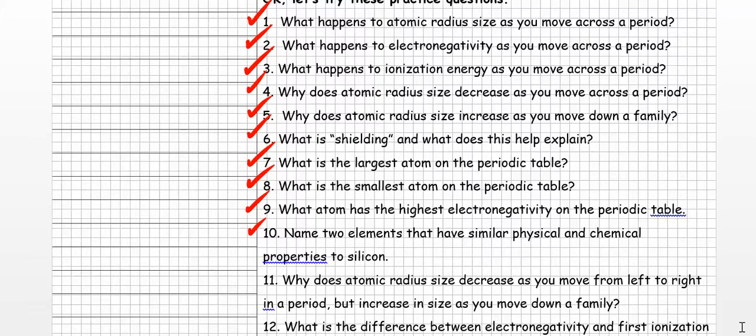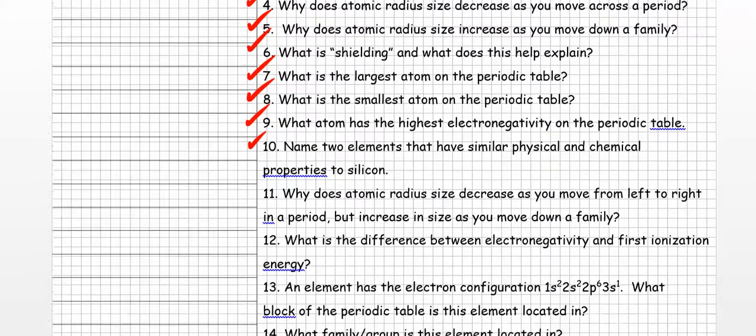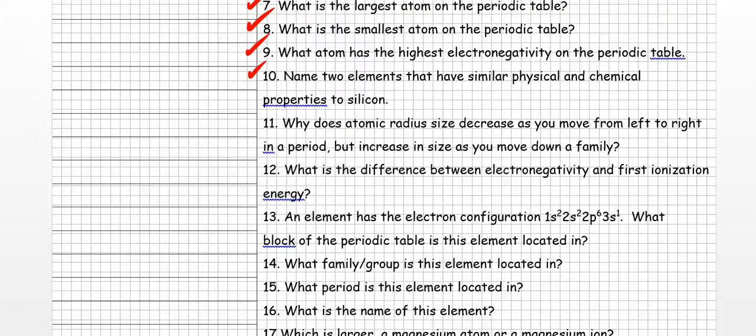Let's look at number 11. Why does the atomic radius size decrease as you move from left to right in the period, but increase in size as you move down a family? We've already looked at this, but we'll say it one more time. As you move from left to right, atomic radius size decreases because the nuclear charge increases. You have more and more protons and more electrons. But as you move down a family or group, you're adding electrons to subsequently higher and higher main energy levels, and you also have the phenomenon of shielding. So those 2 reasons explain why atomic radius size gets bigger as you move down a family or a group.